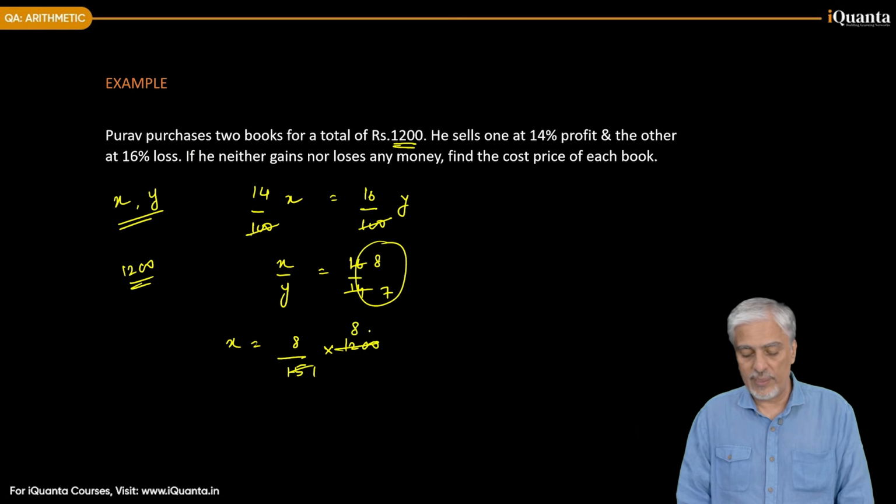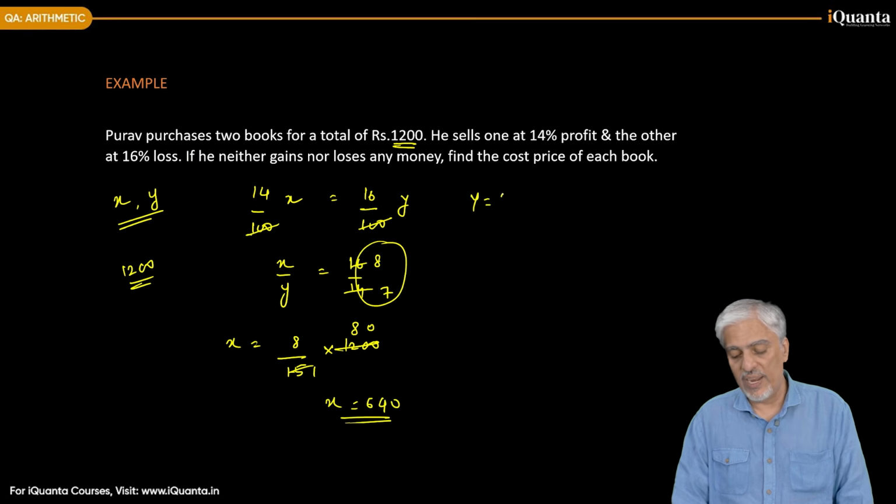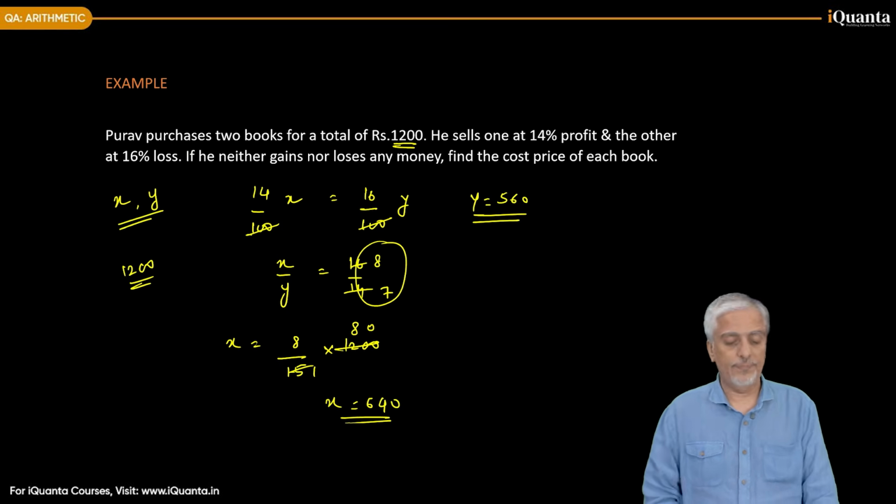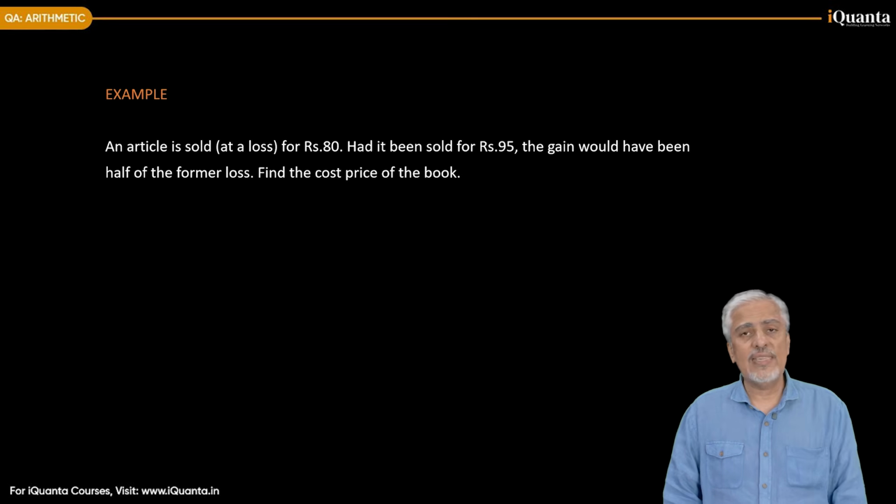15 8s are 120, 0. So X becomes 640 and therefore Y will become 560. Whichever method you use, the question is a pretty nice one. Let's have a look at the next one.